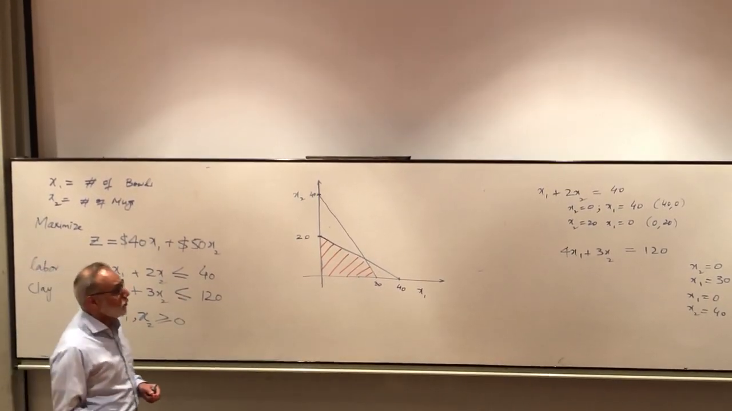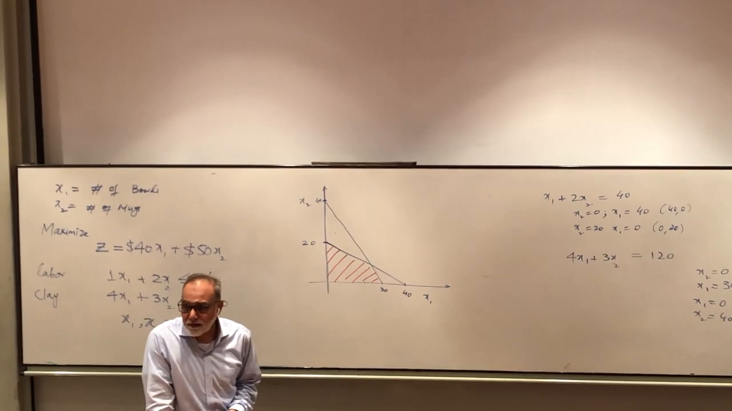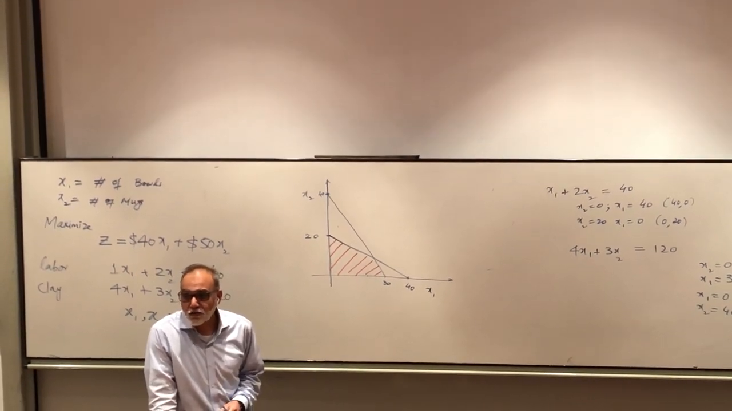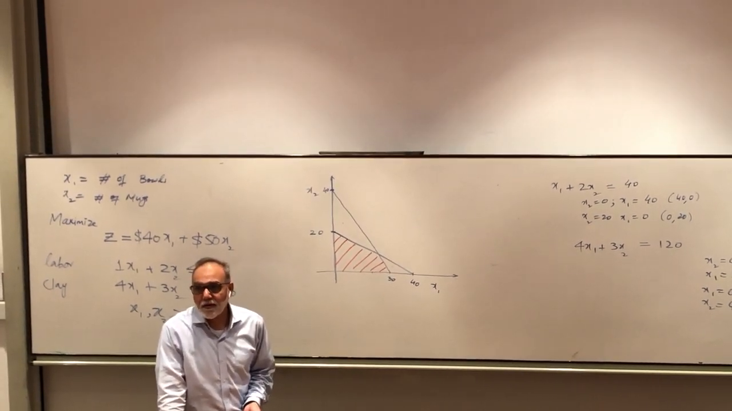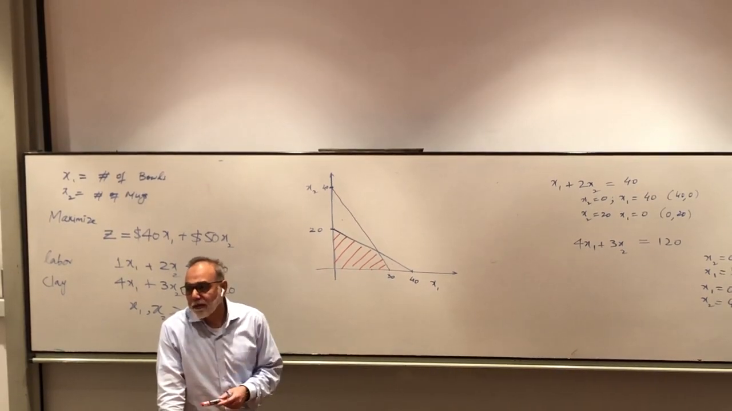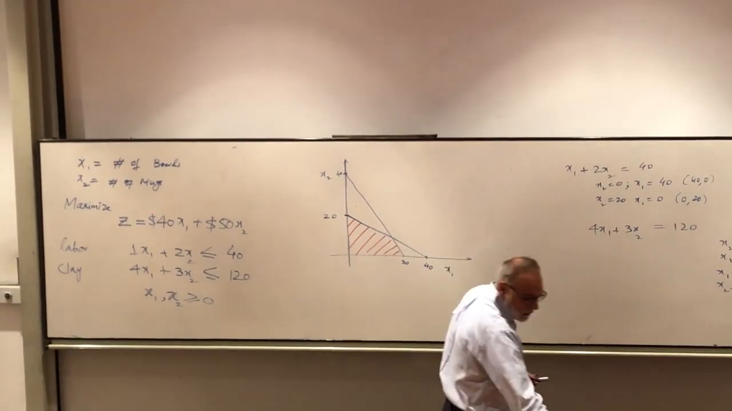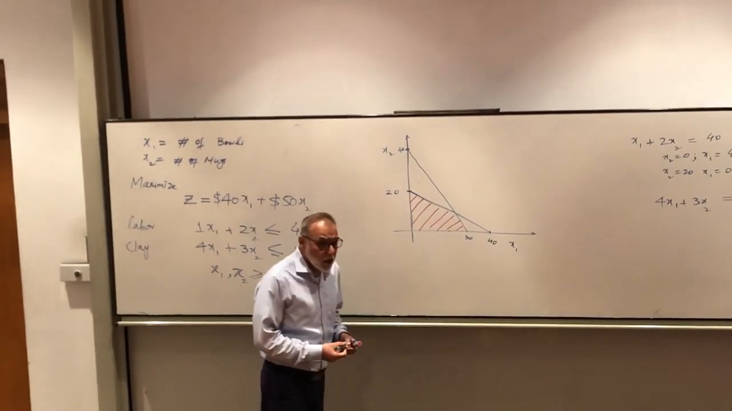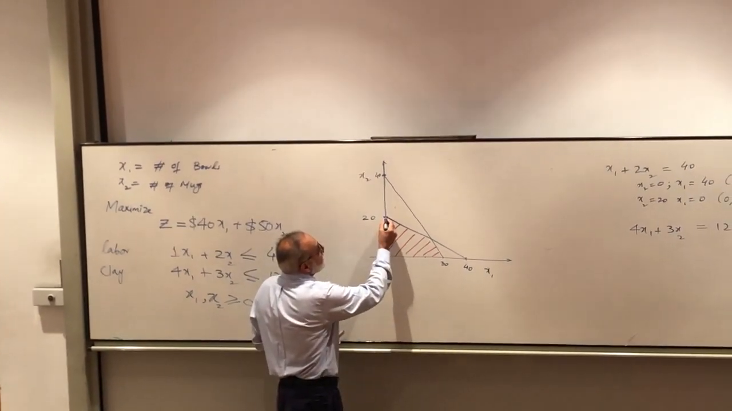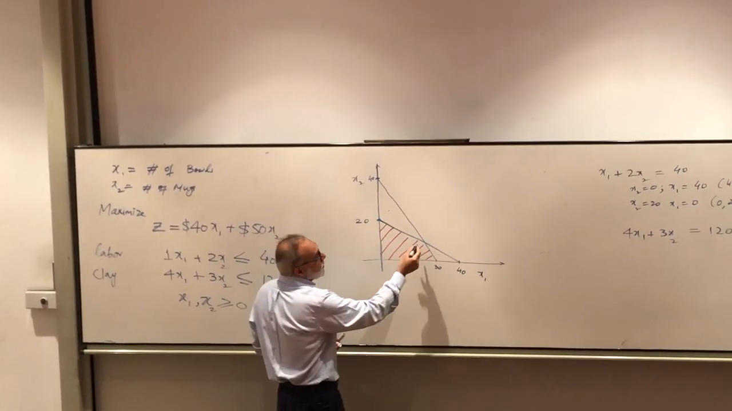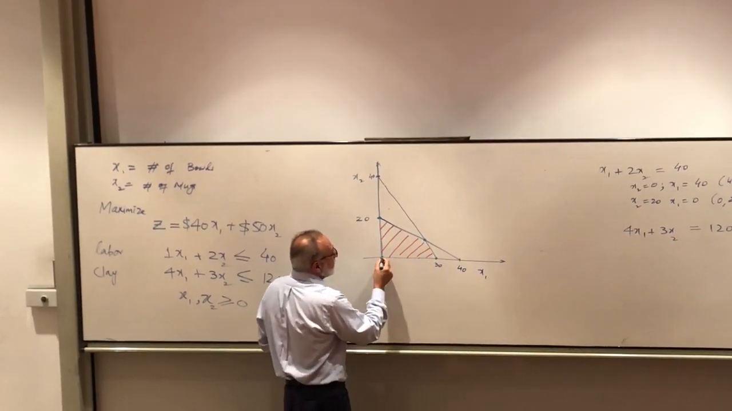Now there are two methods to solve this problem. One is called the corner point method, and another is called the iso-profit line method. The corner point method we will discuss first. There are three vertices of this region, or corners, or rather four.